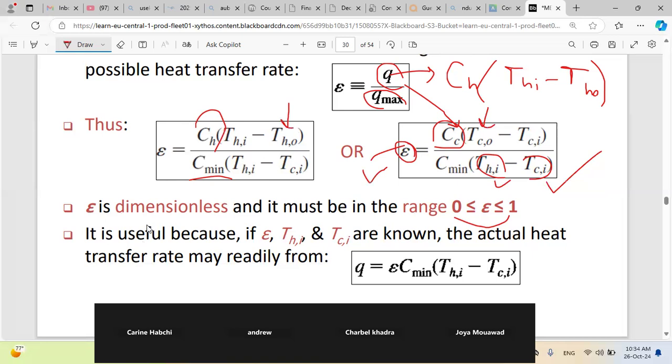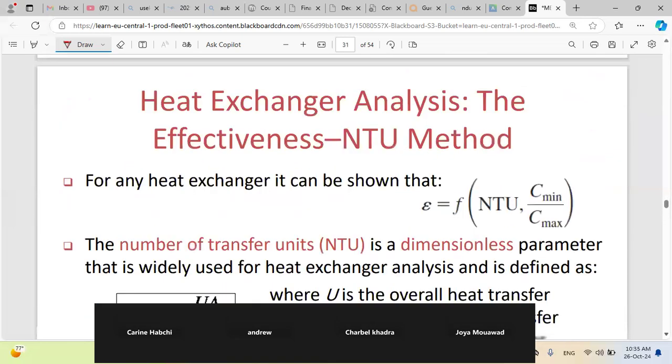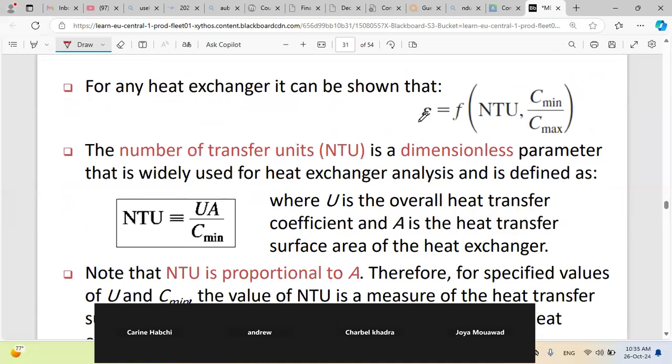So knowing the effectiveness of my heat exchanger, I can get it from a catalog for my heat exchanger. Knowing epsilon, and T hot in and T cold in, I can calculate the outlet temperatures T hot out and T cold out. So this is the idea of defining an effectiveness for my heat exchanger. Now, how to get the effectiveness of my heat exchanger? As we said, we can determine it experimentally, and for each type of heat exchanger, you can have graphs to give you epsilon, or you can have tables, as we'll see together now.